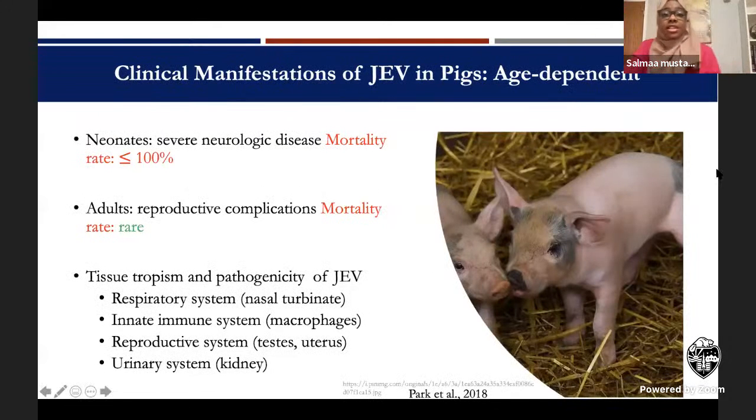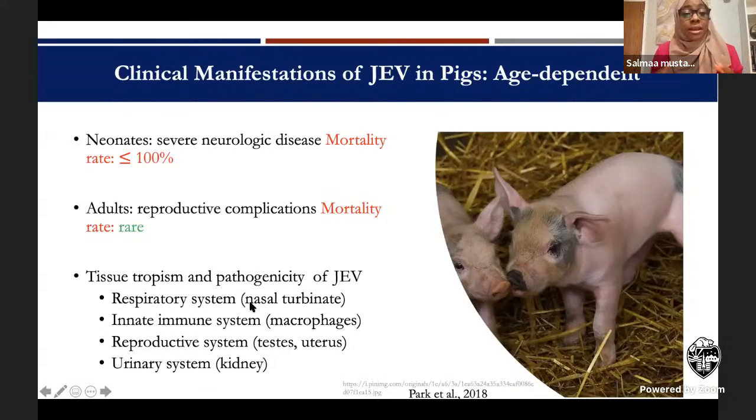So what are the manifestations of JEV? You have neonates, which can have up to 100% mortality rate. It presents mainly as neurologic disease in neonates. In adults, not as much. The only complication we have is in the reproductive system, and mortality is rare. You're just going to have abortions and several reproductive complications, okay? And this is why it's important for you to look at the literature and see what's out there before you even start thinking about your experiment.